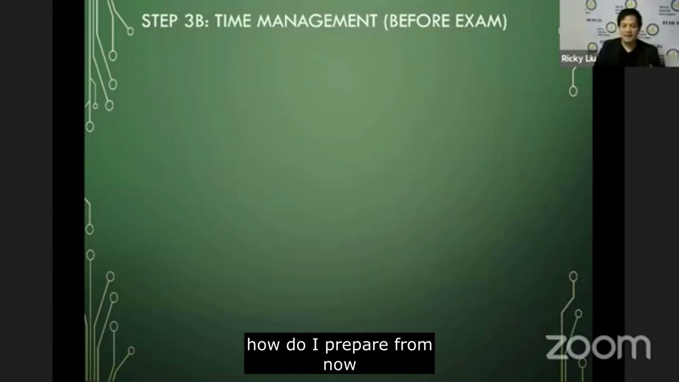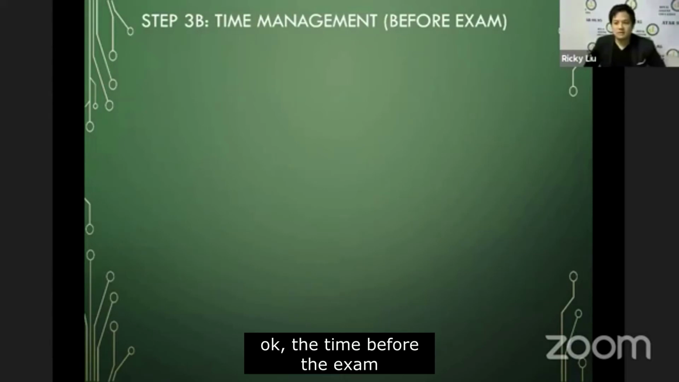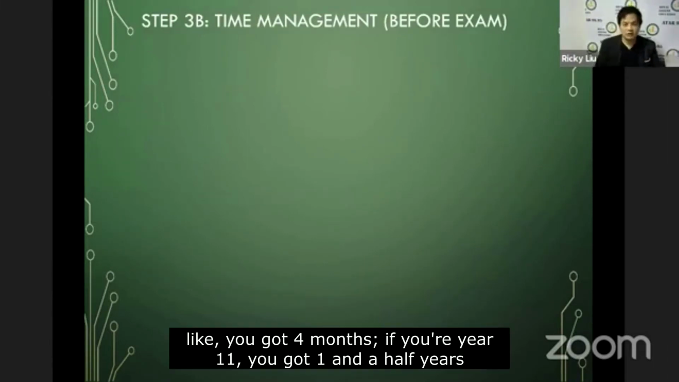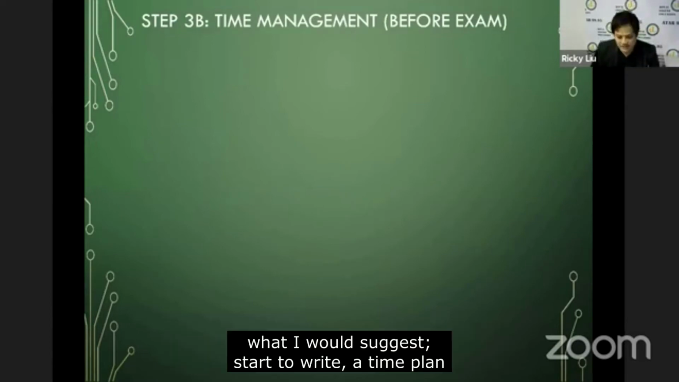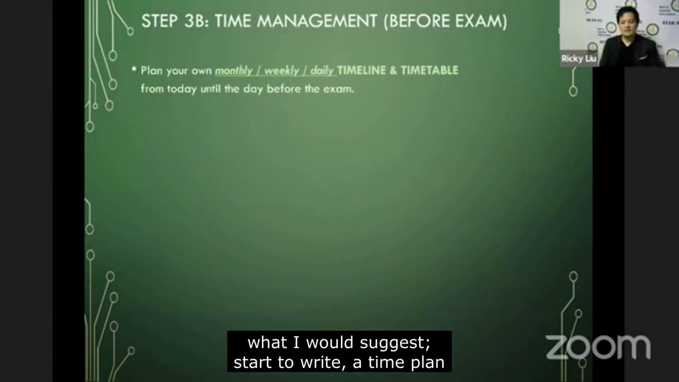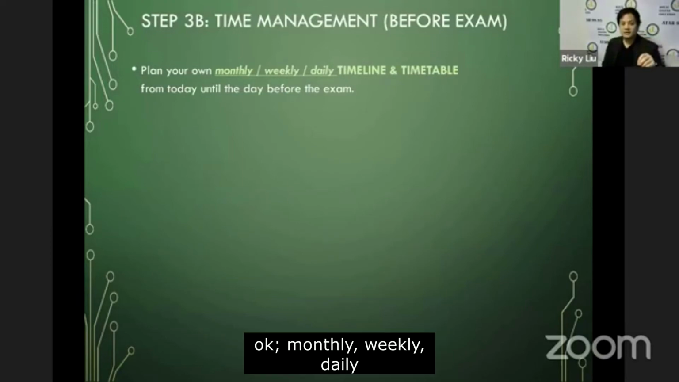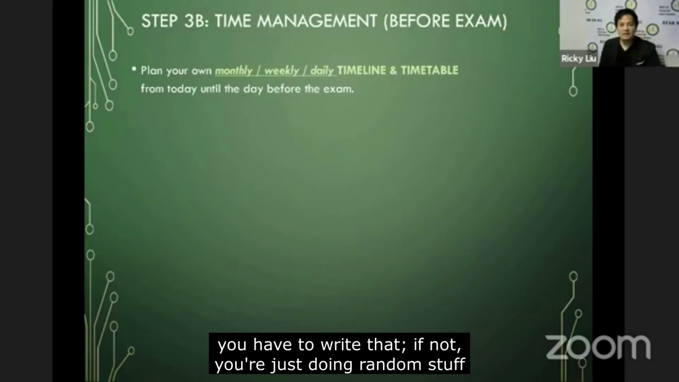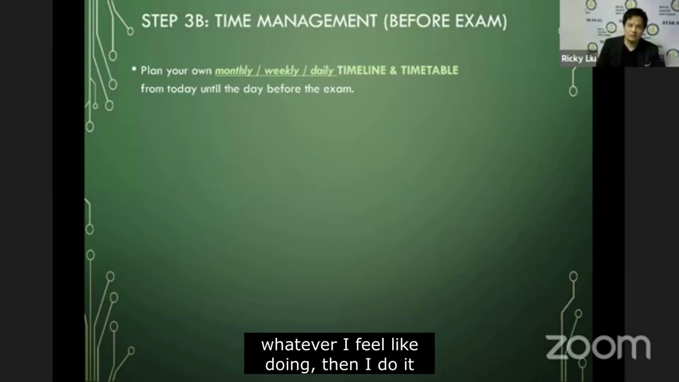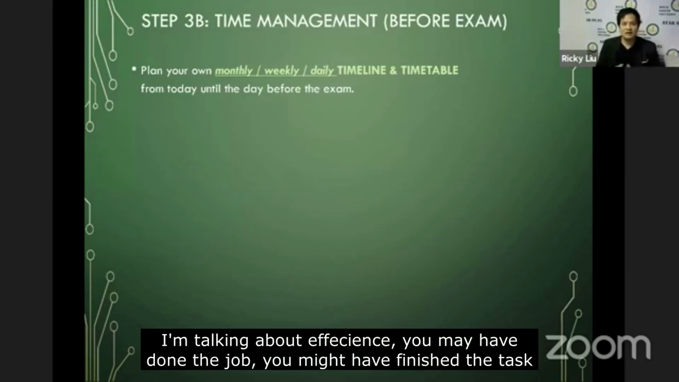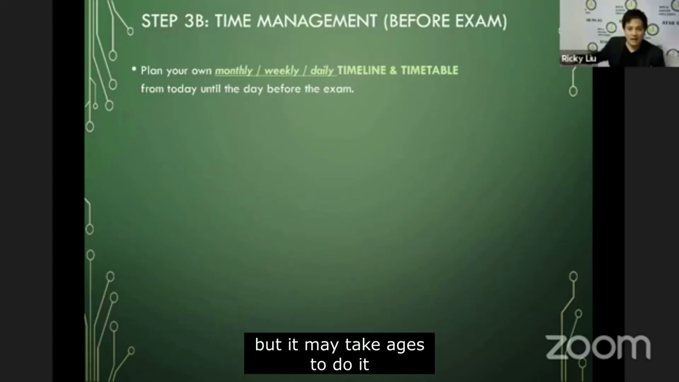How do I prepare from now until the exam? The time before the exam: you've got 4 months. If you're in year 11, you've got 1.5 years. What I would suggest is start to write a time plan, monthly, weekly, daily. You have to write that. If not, you're just doing random stuff, whatever I feel like doing, then I do it. It won't be efficient. I'm talking about efficiency. You may do the job, you may be able to finish the task, but it may take ages to do it.